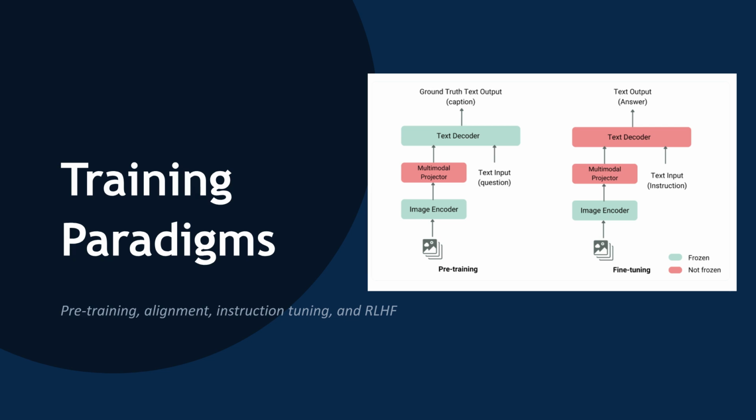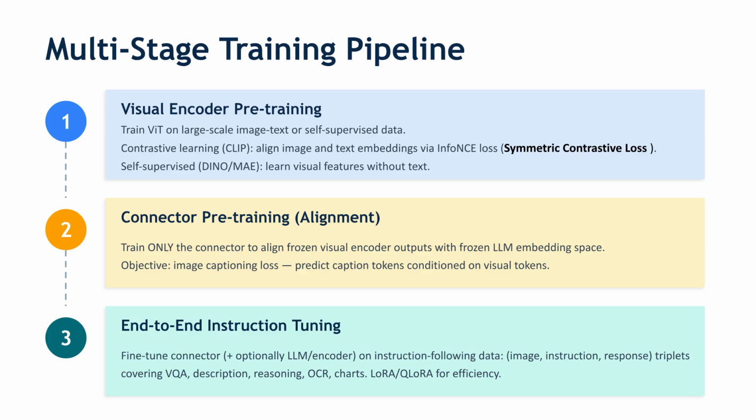We are now going to transition to the training paradigm section. Training an MLLM is not a one-shot process. It involves multiple carefully designed stages, each building on the previous one. We will cover pre-training, alignment, instruction tuning, and preference optimization with RLHF and DPO. Understanding these training stages is essential, because the training recipe is often what distinguishes a good MLLM from a great one. The training of an MLLM follows a multi-stage pipeline, and each stage has a specific purpose.